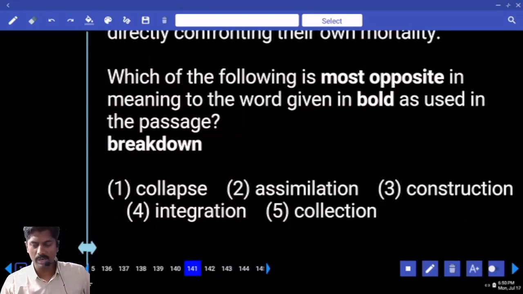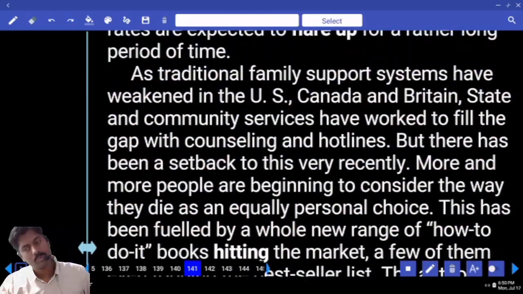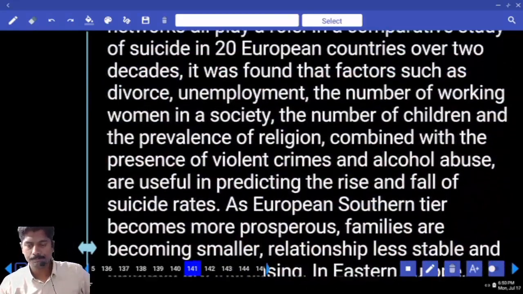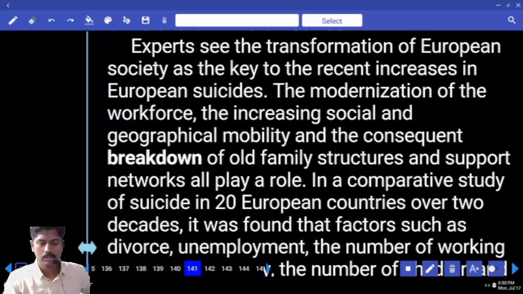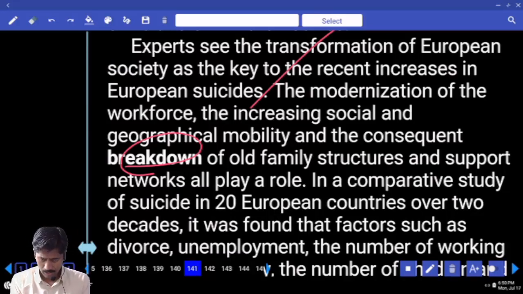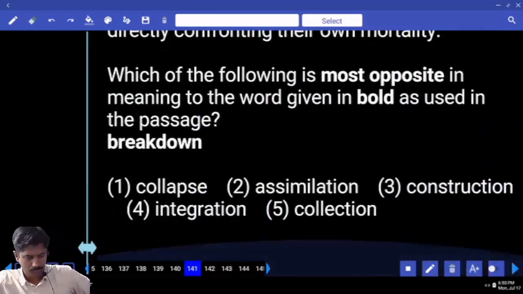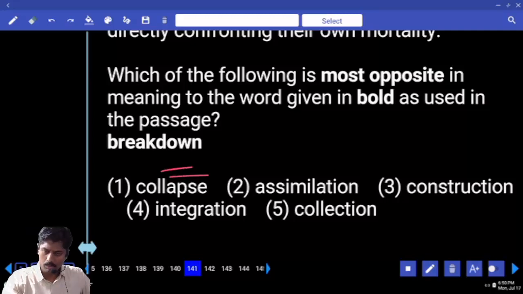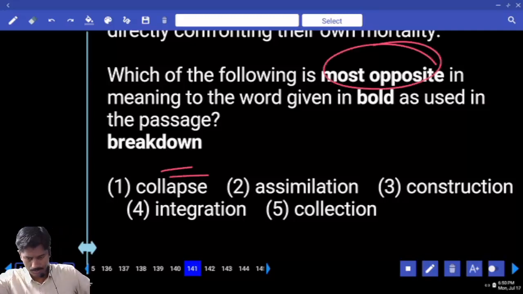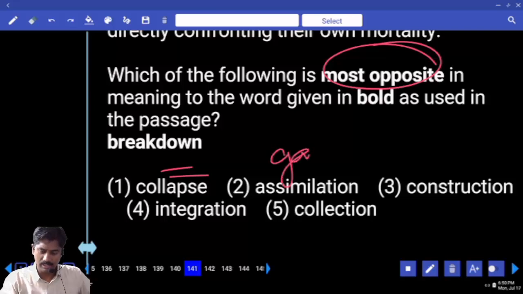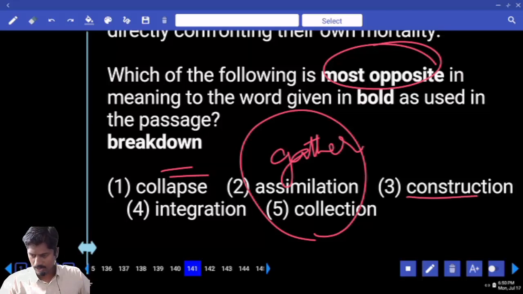And the opposite meaning is breakdown. The modernization of the workforce, the increasing social and geographical mobility and the consequent breakdown of the old family structures. Old family structures break down. Collapse has the same meaning, but what is given is the opposite. Assimilation and gathering, collection are the same. Construction, okay.